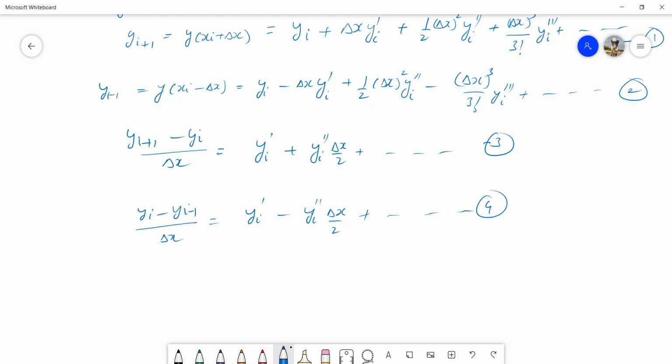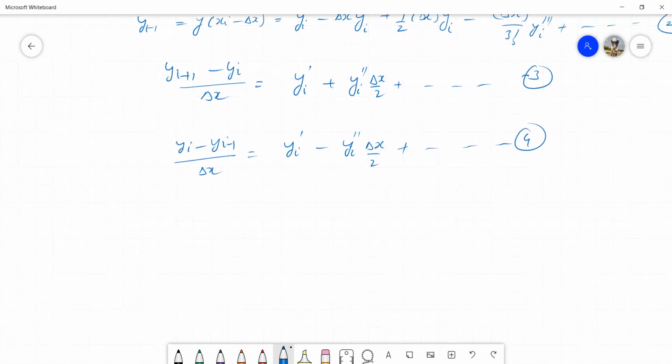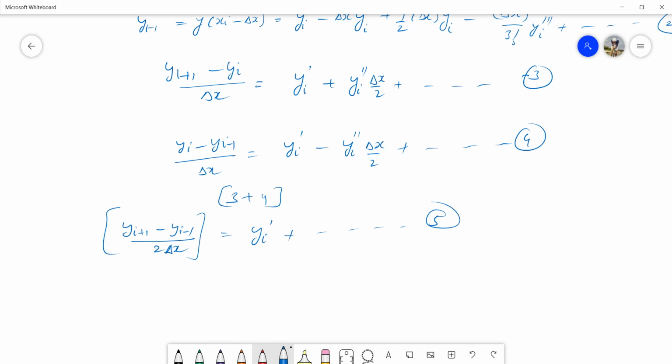Now, if we add equations 3 and 4, what we see is, on the left hand side, the yi gets cancelled and we are left with yi plus 1 minus yi minus 1 over twice of delta x, which is equal to yi dash plus the higher order terms. Let's say that is number 5. So the important part is this part, and we can ignore the higher order terms.